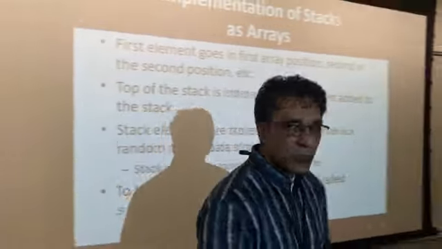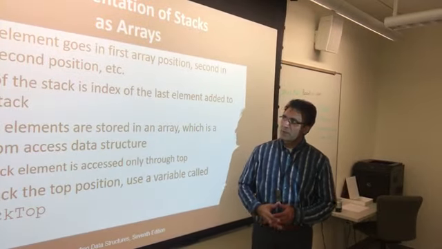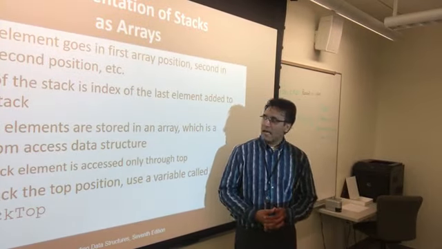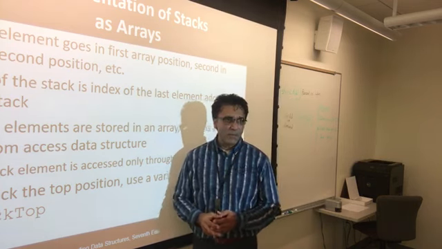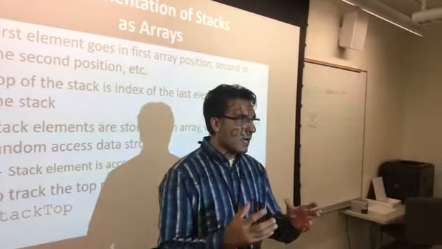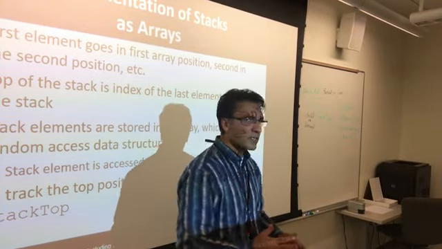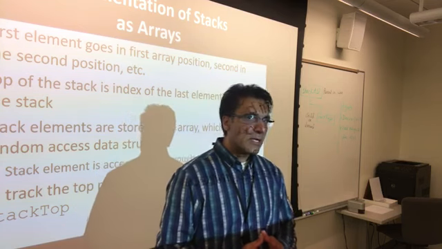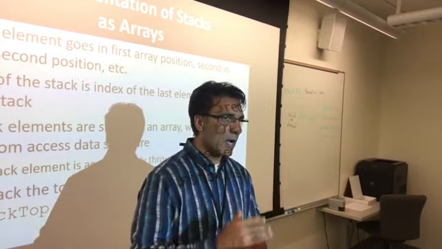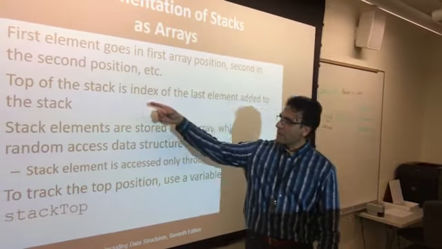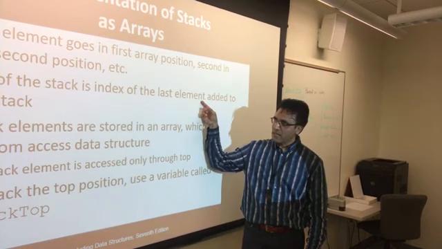So the first element goes in the first array position, the second in the second position, and so on and so forth. Top of the stack is the index of the last element added. If you're aware, when you're using the array concept, you start with the 0th index, and I'll show you that in a few minutes on the board. So if you have, let's say, a stack of 50 items, you will go from 0 to 49. So it's saying here, top of the stack is the index of the last element.